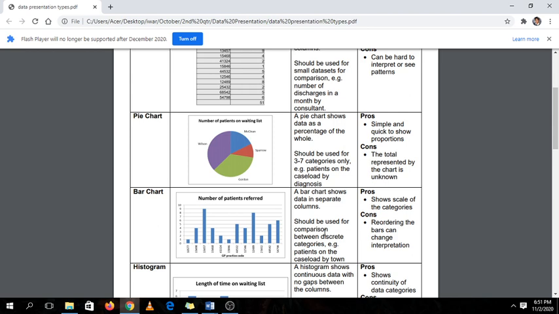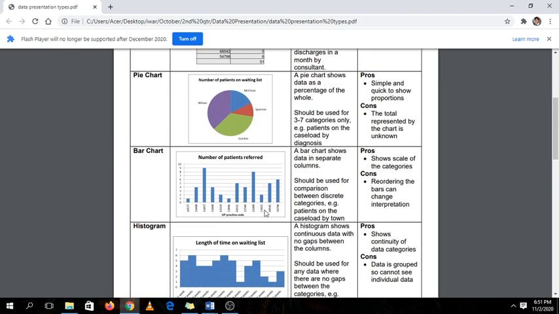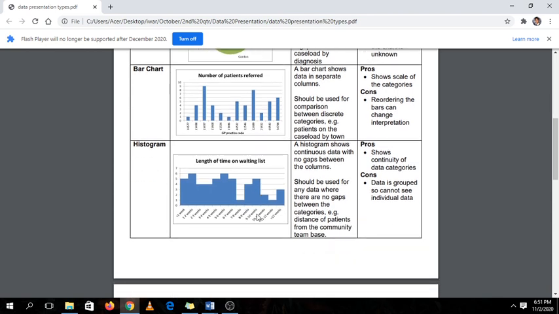So pros, it shows the scale of the categories, and cons, reordering the bars can change the interpretation. Okay, that is one disadvantage of the bar chart. You cannot change the order. Because for example, if you put this one on this part, it will change the entire interpretation. Okay? Next, we have the histogram that shows continuous data.